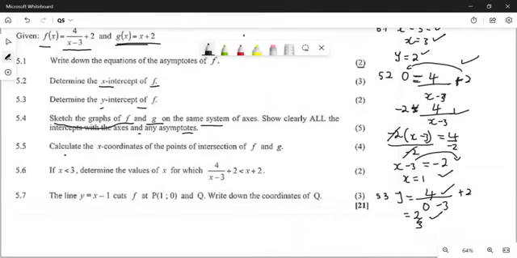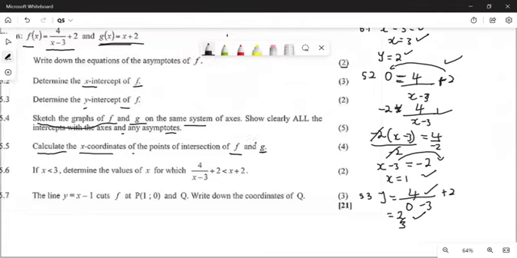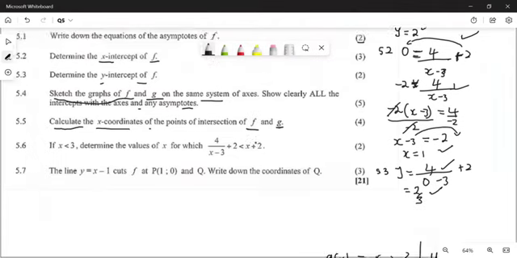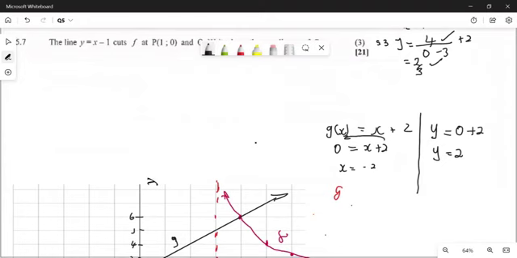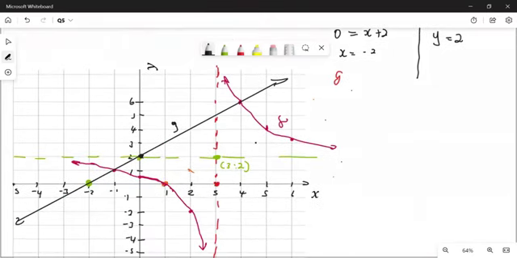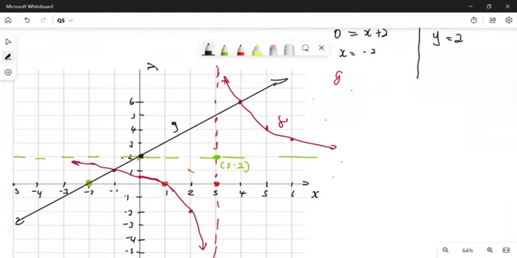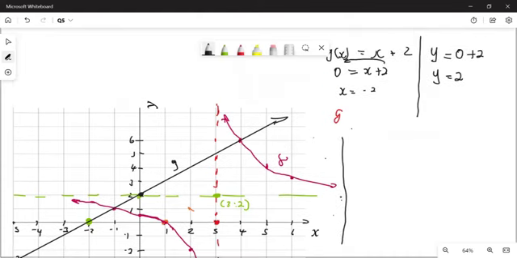The next question says, which we are going to talk about, the x-coordinate of the point of intersection of f and g. Calculate the x-coordinate of the point of intersection of these 2 graphs. Now, these two graphs intersect at 2 points. We just want the x-coordinates, not the x and the y. We just want the x-coordinate of these 2 things where they intersect. Okay, let's do that then. How would you do that then?